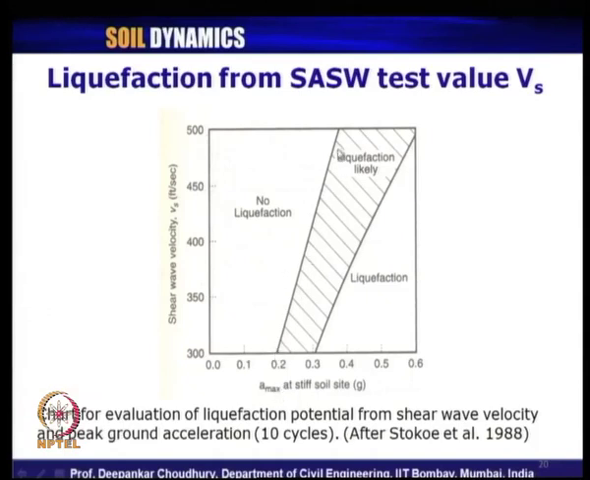It is found that generally in this region soil will not liquefy. This hatched zone shows that it is most likely that soil may liquefy, and in this zone definitely soil will liquefy, which is quite understandable, that as the Amax value increases, obviously we will have more chances for liquefaction.